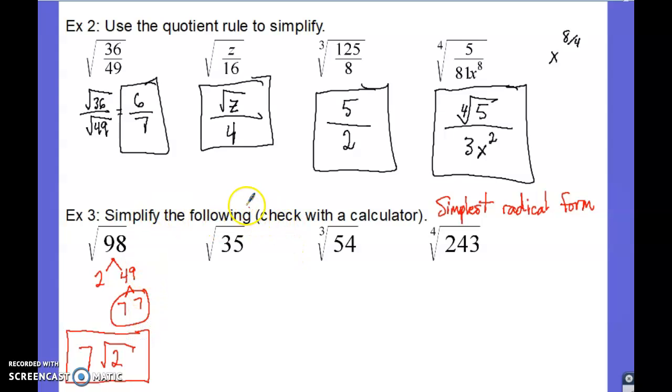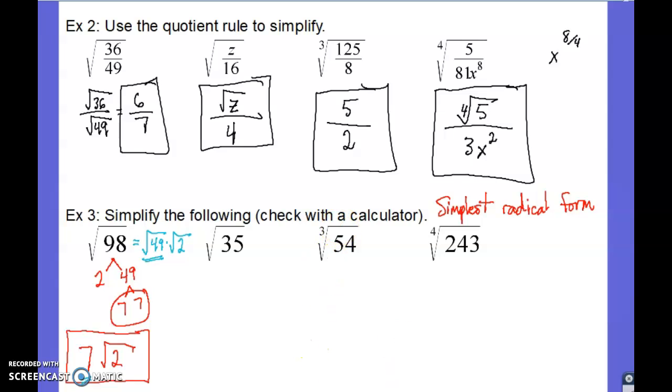Before showing you the calculator, I do want to point out that what I'm really doing is rewriting the square root of 98 as the square root of 49 times the square root of 2. Well, what is the square root of 49? 7. So 7 square root 2.